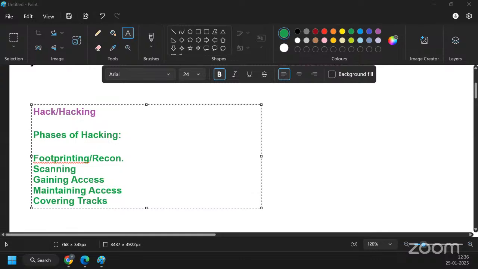Right. So that is what we can do when we are talking about gaining access. Once we have found out the information about the vulnerabilities, we will go ahead and try to take advantage of those vulnerabilities. That's what we call gaining access. Then after that, we have the next one. That is what we call maintaining access.